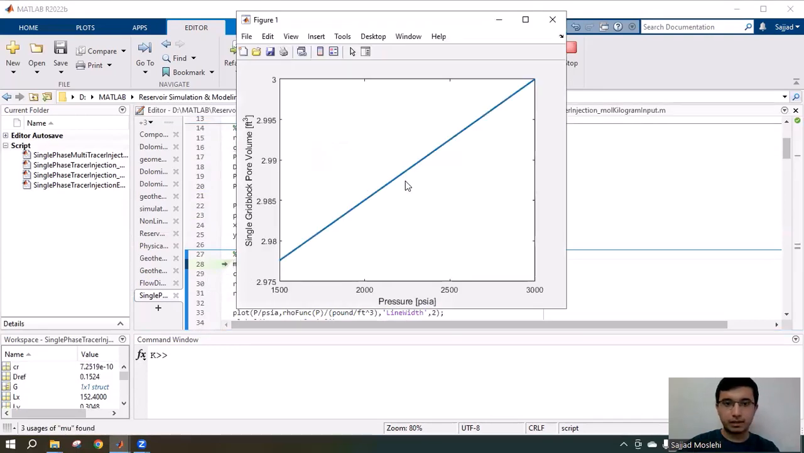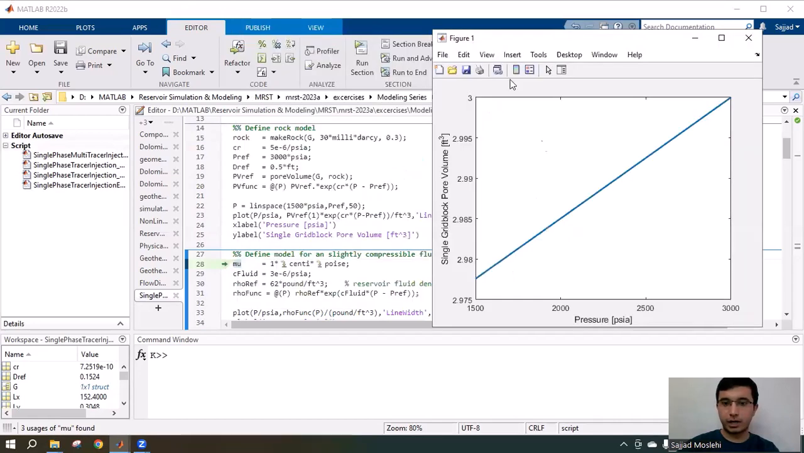Good. And as you see, as the pressure increases, the pore volume of that single cell increases as well. And the reference pressure is 3,000 psia, which is specified here. And so the reference pressure is this. So the pore volume of a single cell at this reference pressure is 3 cubic feet.